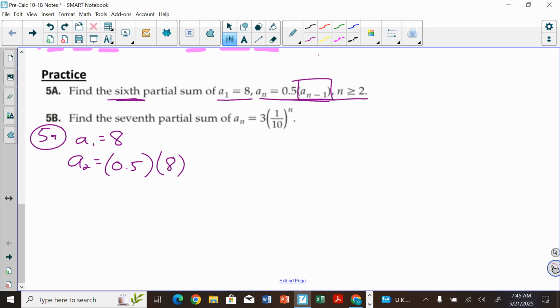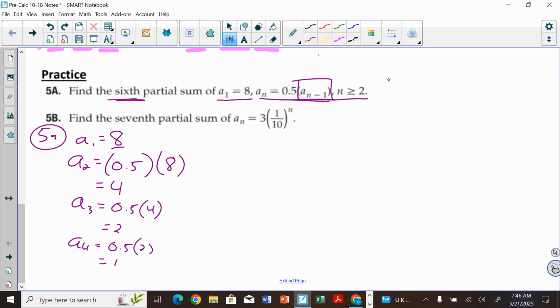So we know that's 0.5 times the previous term, which was 8. So that gives us 4 for the second term. For the third term, a sub 3, it's going to be 0.5 times 4, because we're going to use the previous term, which gives us 2. Okay, a sub 4 is going to be 0.5 times 2, which is going to be 1.